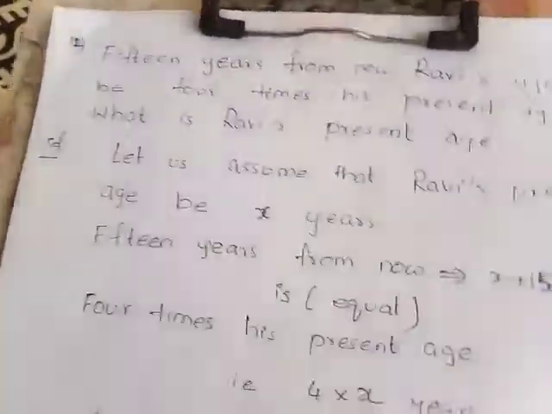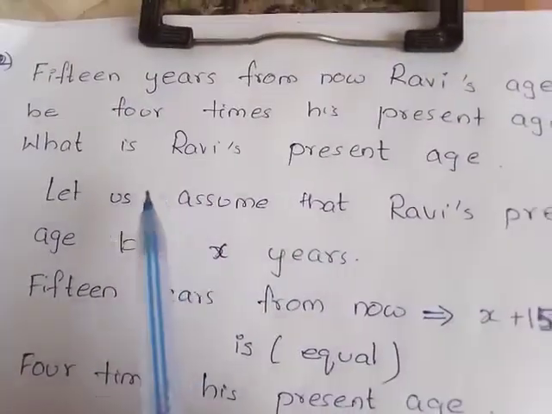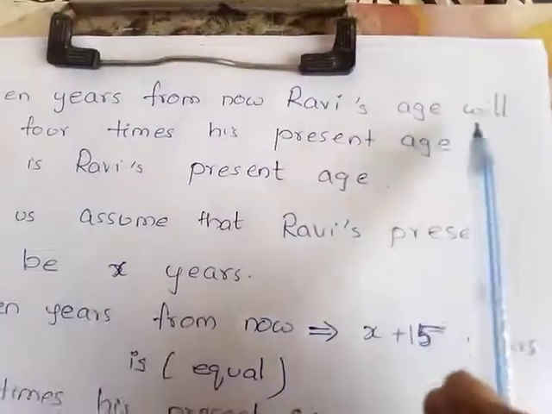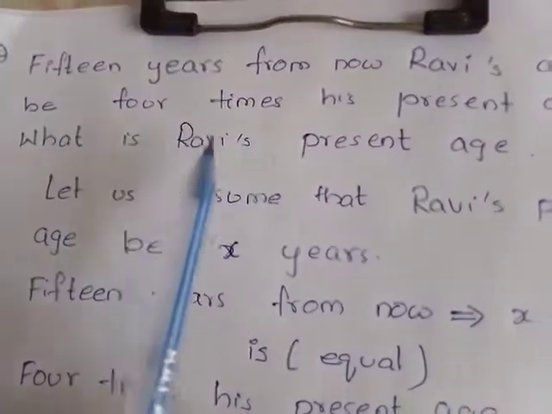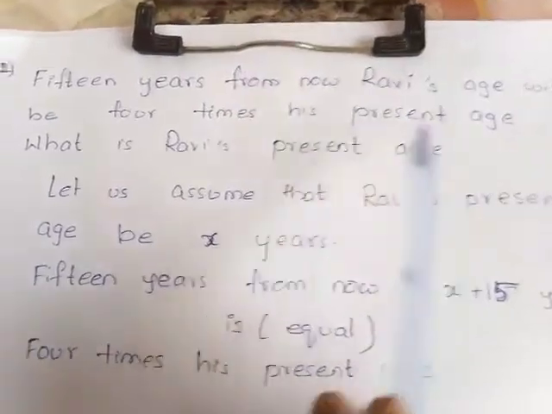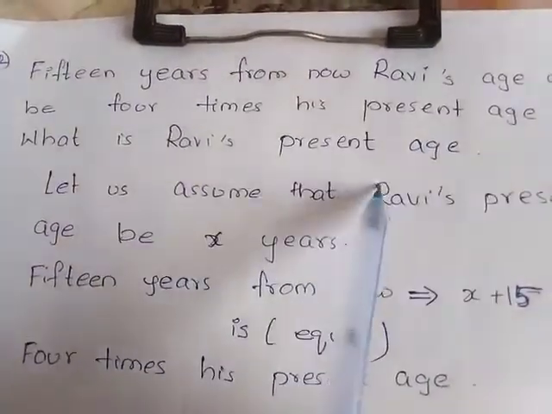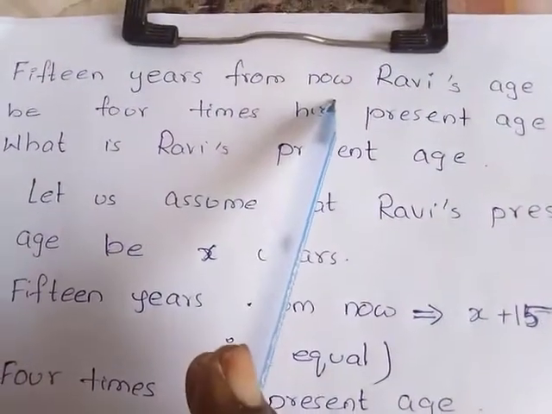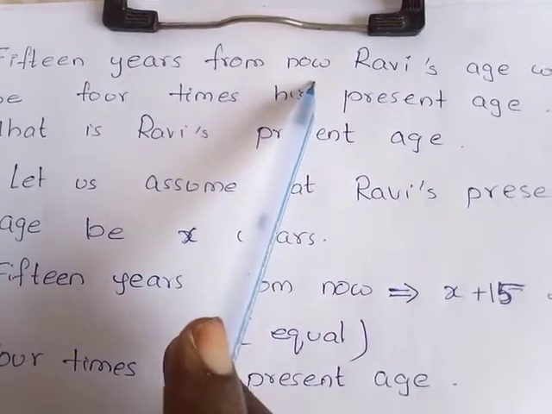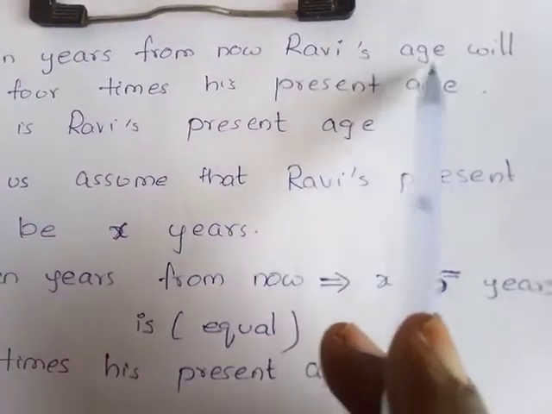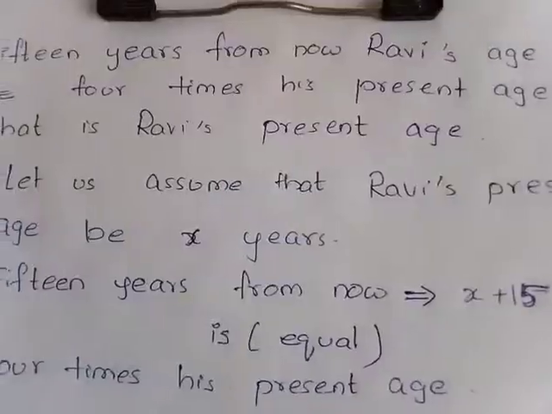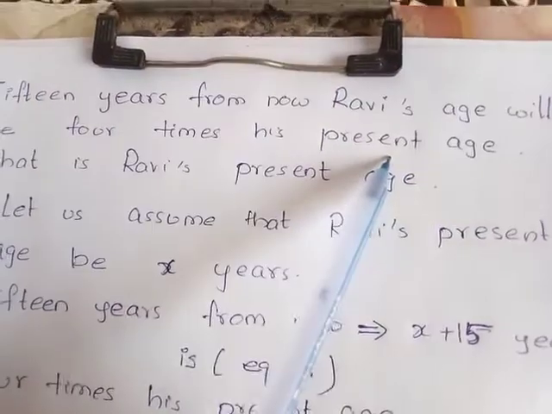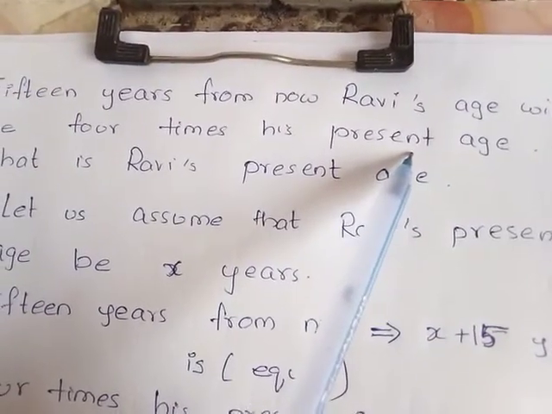Next, come to the 12th one. 15 years from now, Ravi's age will be 4 times his present age. What is Ravi's present age? 15 years from now. Today onwards, 15 years we have to take. Ravi's age will be 4 times his present age. We don't know the age of Ravi.